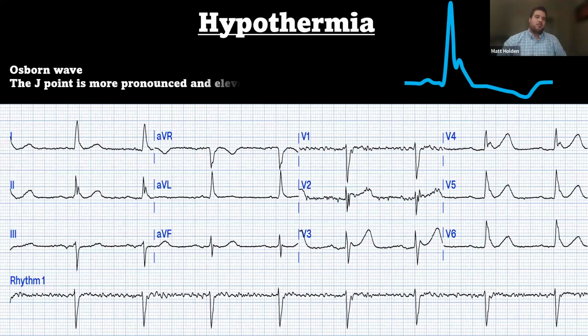Now, hypothermia. So you're going to have something called an Osborn wave. And this is essentially the J point is more pronounced and it's elevated. I don't remember exactly what this patient's core temperature was, but it was pretty cold. I was sent this. So can anyone see where the J point or Osborn waves are on this 12 lead?